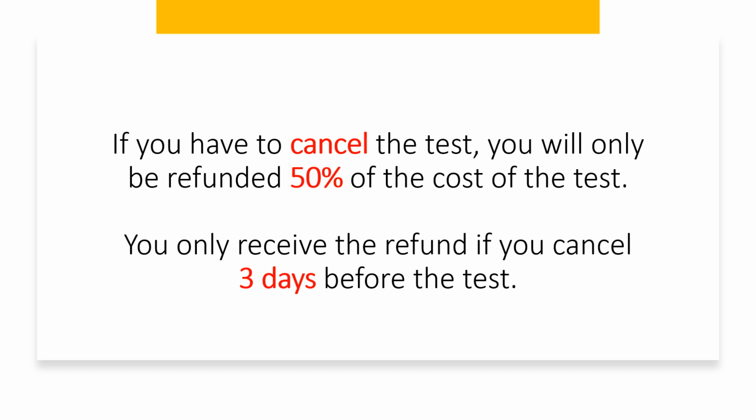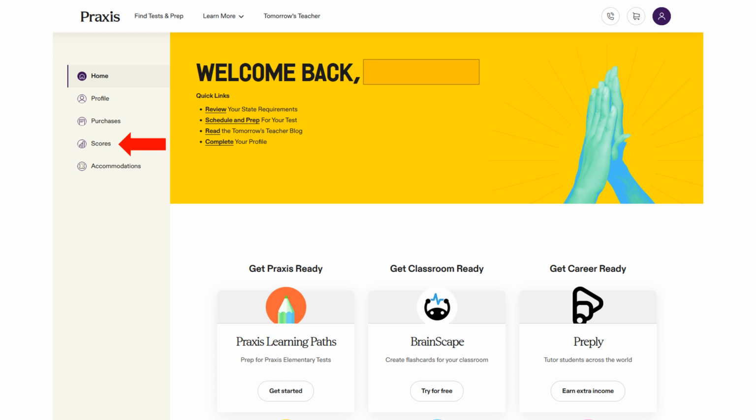If you have to cancel, you will only be refunded 50% of the cost of the test. You will only receive the refund if you canceled 3 days before the test. The 3 days does not include the day of the test. You will be able to access your score reports by clicking on Scores. Depending on the test, score reports will be available 3 to 4 weeks after the test.